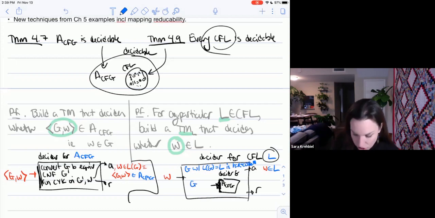So I'll just take that hard-coded G bundled with W and pass that into ACFG, and then I can just forward the answers. So ACFG will decide if W is generated by G. If it is, then that means that W is in the language L. Questions about this? It's kind of weird, but basically everything we do from now on is going to be meta like this. So you want to start getting used to it.